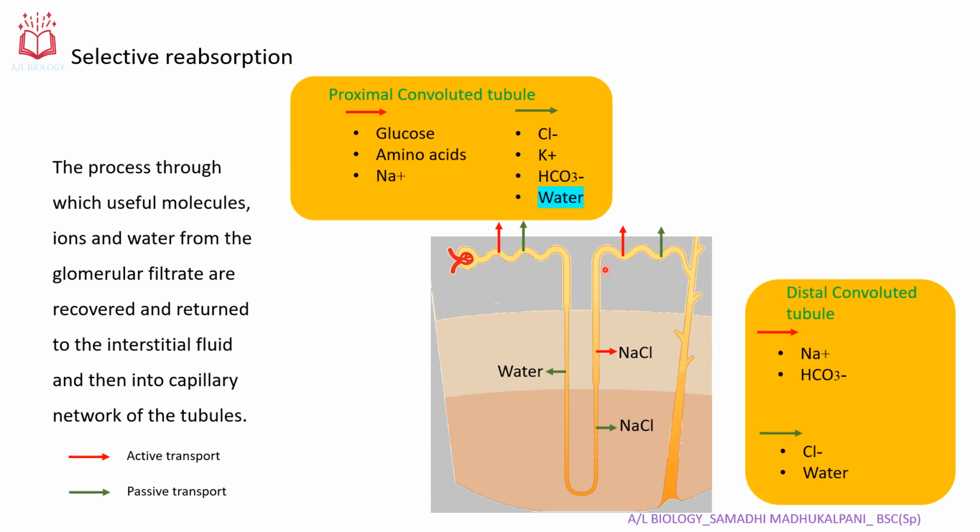When it comes to the distal convoluted tubule, selective reabsorption of sodium ions and bicarbonate ions takes place actively. And again, chloride ions and water reabsorption takes place passively.